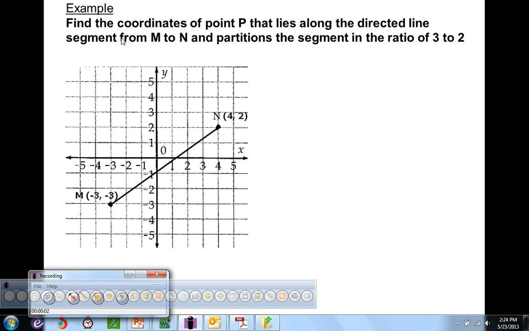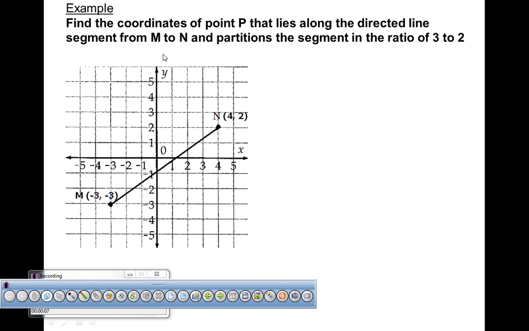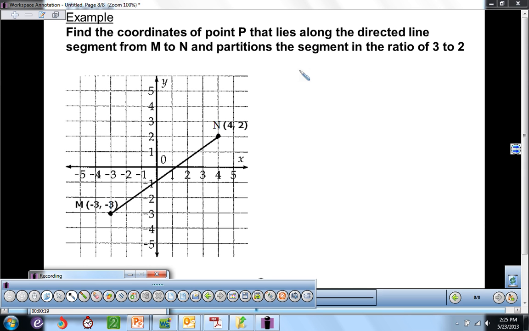Alright, here we're given a line segment and an ordered pair, and we want to break it apart into 3 to 2, as far as finding point P. Point P, the ratio is 3 to 2. Remember with the ratios, to convert that to a fraction, as far as what part of the line is represented, there's 5 parts total. So 3/5, so P would be 3/5 away from N.